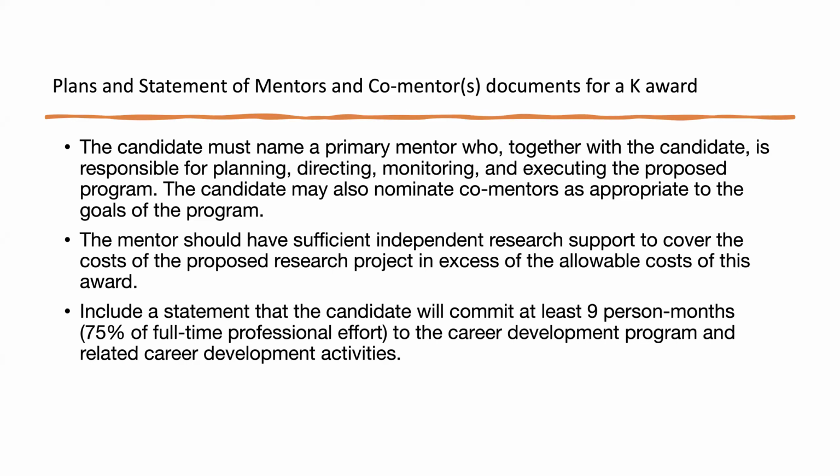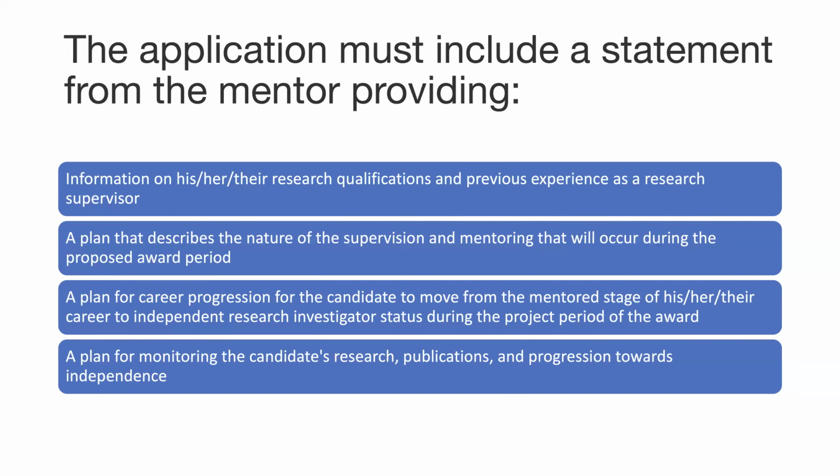And then you also want them to include a statement that the candidate will commit at least 9 person months, which is 75% of full-time professional effort, to the career development program and related career development activities. This is crucial. This needs to be stated more than once in all of the co-mentors' or mentors' statements and even in the institutional support. So this is very basic, but it's still important to cover.